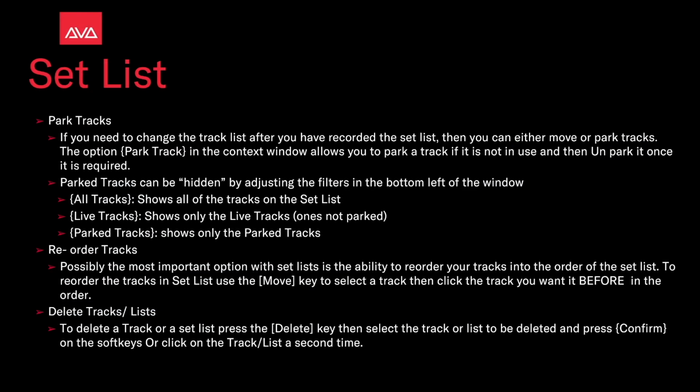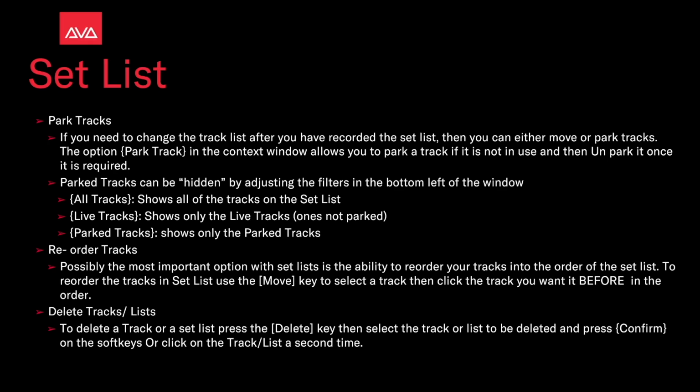Park tracks. You may need to change a track list. After you've recorded the set list, you can then either move or park tracks. The option Park Track in the context menu allows you to park a track if it is not in use and then unpark it once it is required again. Parked tracks can be hidden by adjusting the filters in the bottom left of the window. All Tracks shows all the tracks in the set list. Live Tracks shows only the live tracks, ones not parked. Park Tracks shows only the parked tracks.